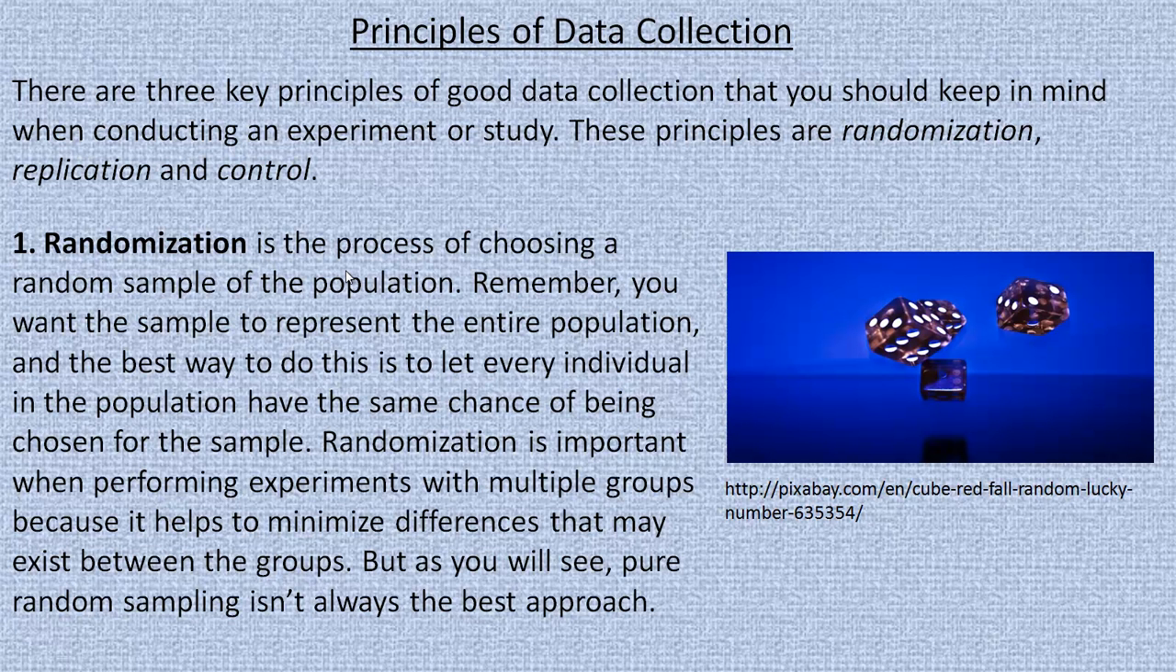Now, randomization is the process of choosing a random sample of the population, and a random sample means that everyone in the population has the same chance of being selected. It's important when you're performing experiments with a number of different groups because it helps to minimize the differences that exist between the groups. But as you will see when we talk about sampling techniques, simple random sampling isn't always the best approach.